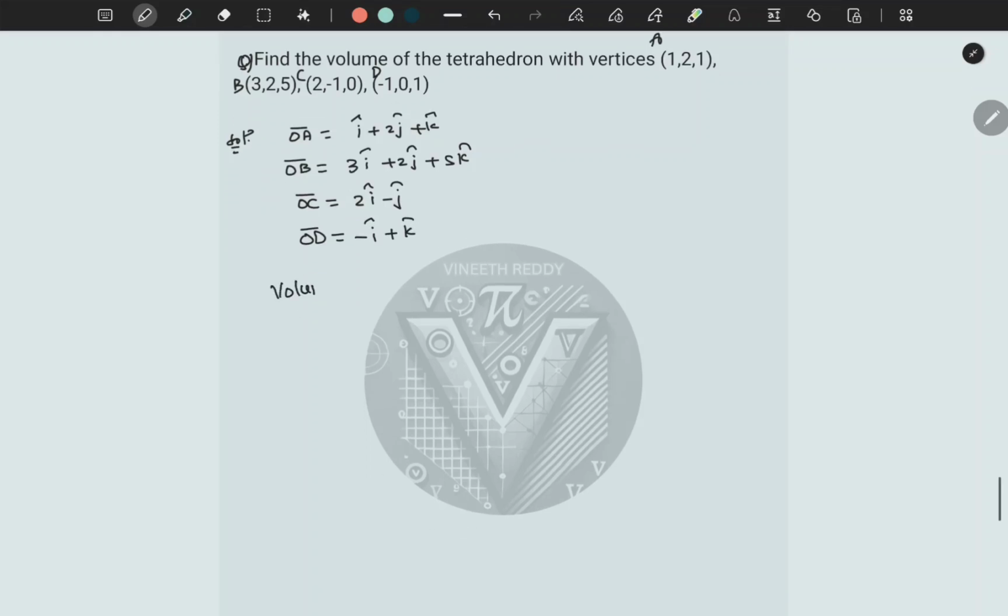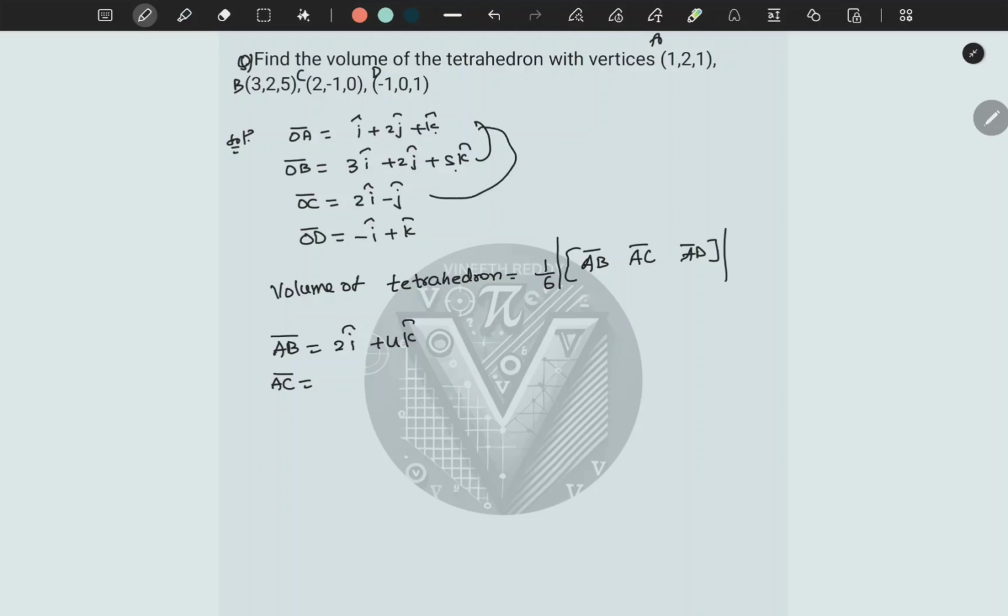So what is the volume? Volume of tetrahedron will be 1/6 of box AB vector, AC vector, AD vector, and take the magnitude of it, right? So first we will find AB vector, which will be OB minus OA. 3i minus I is 2i cap, 2j minus 2j is 0j cap, 5k minus k is plus 4k cap. AC vector is OC minus OA.